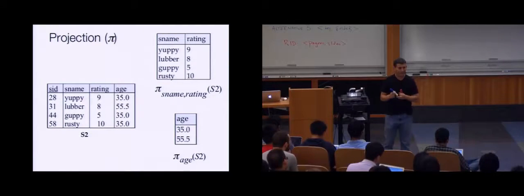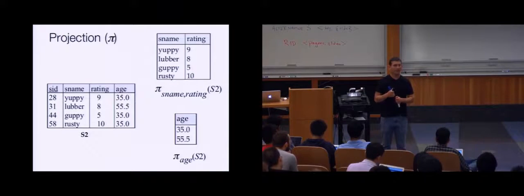That's a great point. What might be another reason we might not eliminate duplicates by default? Well, how would we eliminate duplicates? What algorithm might we use?